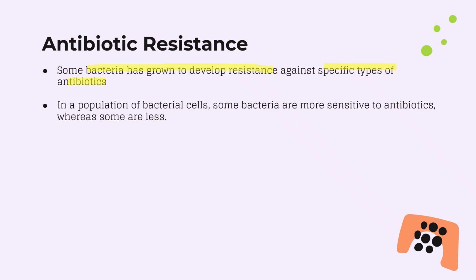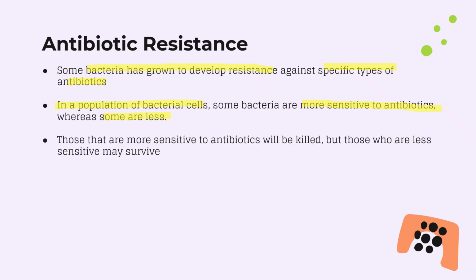So let's talk about a population of bacteria. A few billion bacteria in the population, right? Now, some bacteria are generally more sensitive to antibiotics, and some bacteria are less sensitive to antibiotics. So not all bacteria are made the same. Some are stronger, some are weaker. So we use the words more sensitive to antibiotics and less sensitive to antibiotics.